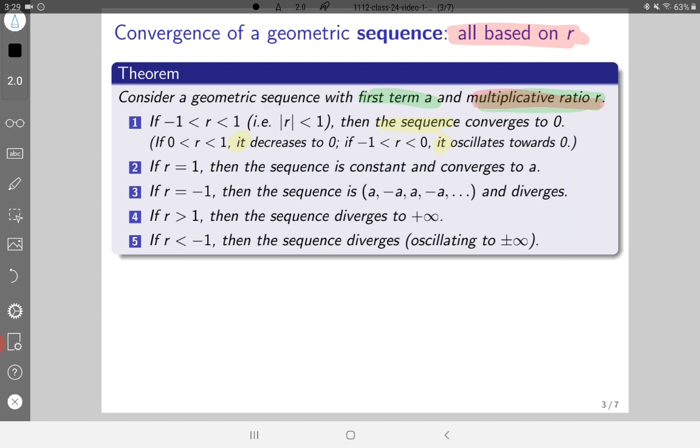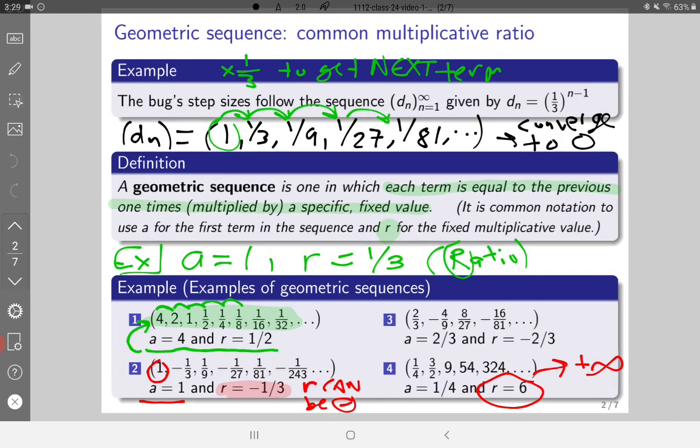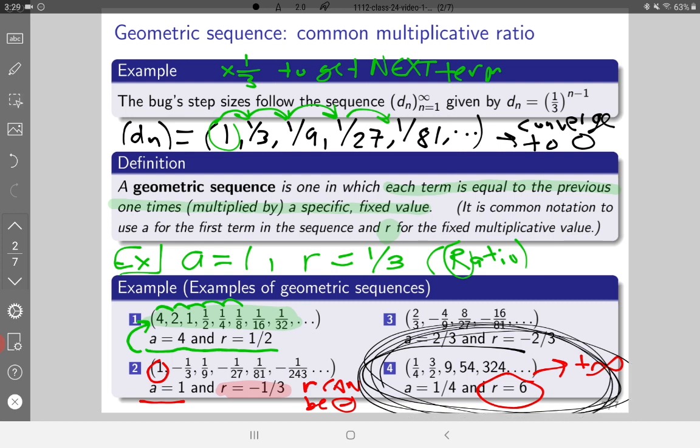What if r is bigger than 1? This is exactly what I was hinting at with the example number 4 down here in the bottom right. I said I picked a quote-unquote big number. r is 6. It doesn't matter that it's a big whole number. What matters is that it's bigger than 1. And that's going to cause the terms of the sequence to get bigger and bigger.